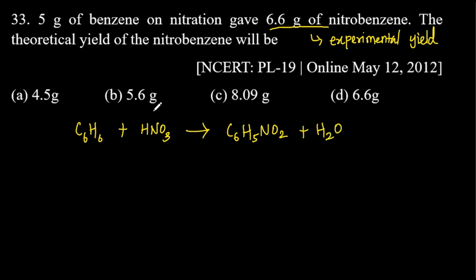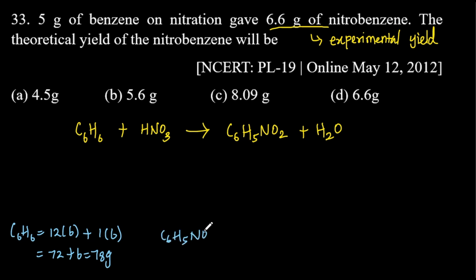So from this equation, if you calculate mass of benzene, the mass of one carbon is 12 and 6 atoms are there, plus mass of one hydrogen is 1 and 6 atoms are there. So 72 plus 6 is equal to 78 gram. Then if you calculate the mass of nitrobenzene, C6H5NO2, 12 into 6 plus 1 into 5 plus mass of nitrogen is 14, and for the mass of oxygen 16 and 2 atoms are there into 2. So if you calculate this, you will get the answer 123 gram.